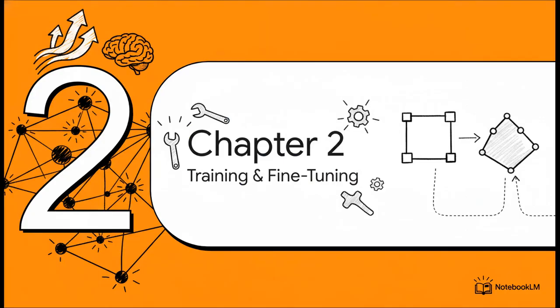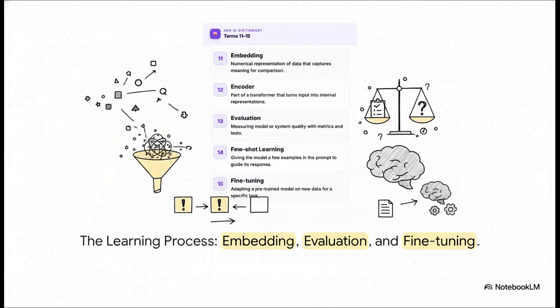On to Chapter 2, Training and Fine-Tuning. Look, an AI architecture is just a blueprint, right? It's pretty useless until it actually learns something. This section is all about that learning process, how we take a generic model and make it smart, and eventually make it a specialist. First up, embedding.